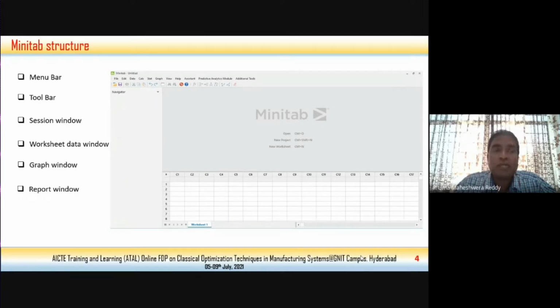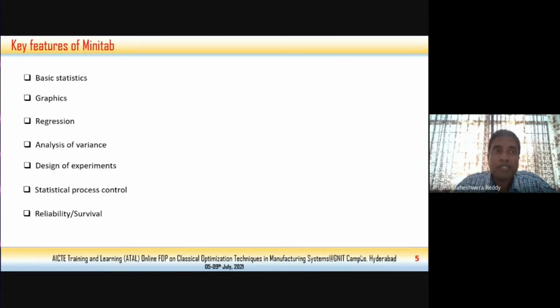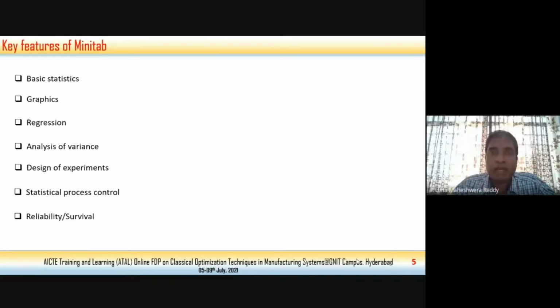Now the Minitab structure looks like this. It has a menu bar and a toolbar, session window, worksheet, data window, graph window, and report window. All these terminologies I'm going to explain a little later. After this, we have important features. There are many features in Minitab, and some of the important features we can discuss are basic statistics and graphics features, regression features, analysis of variance, design of experiments, statistical process control, reliability, and survival.